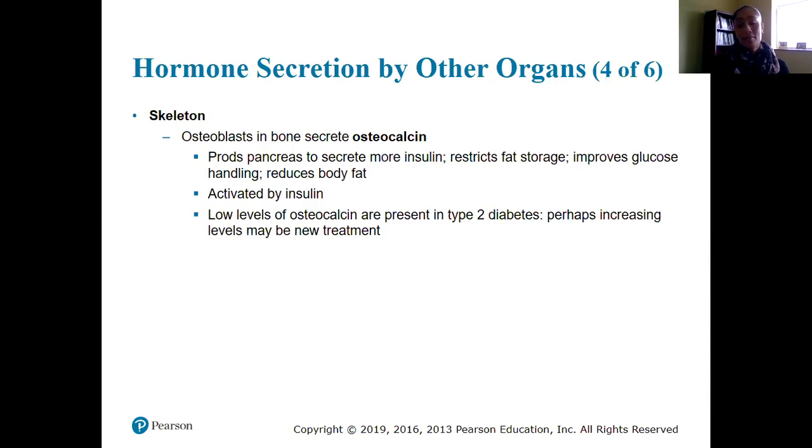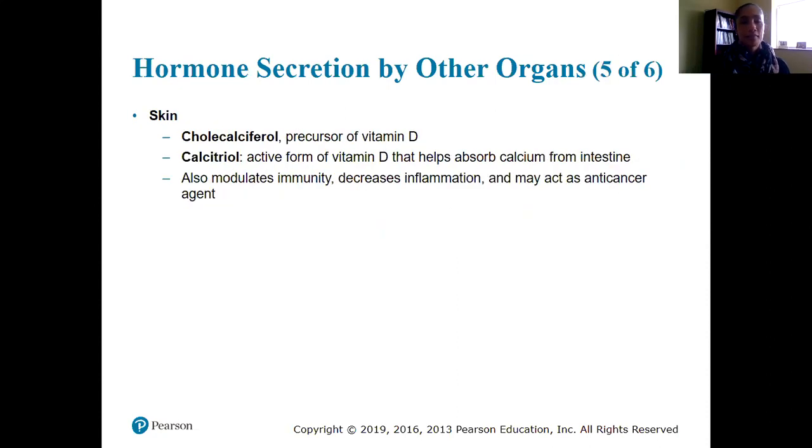So we might be able to use osteocalcin as a means to treat diabetes type 2 because it's a means of taking excessive glucose from blood and depositing it into our tissues and being used for energy.